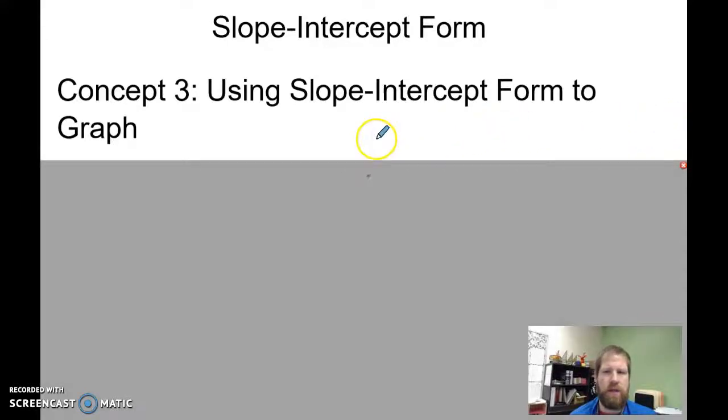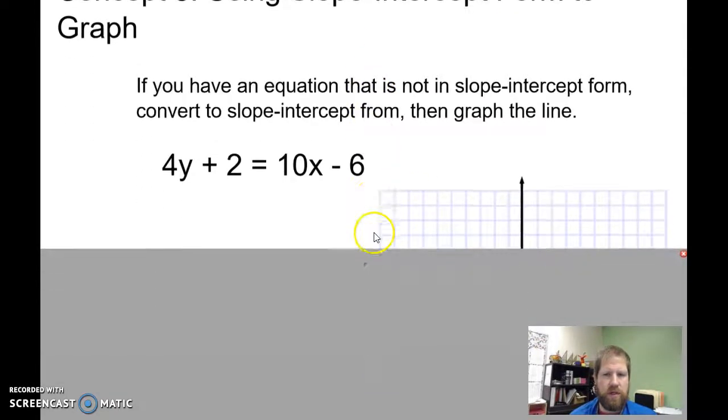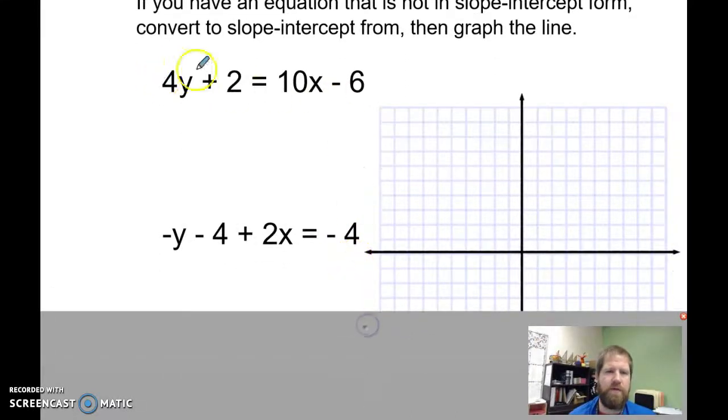Concept 3, using slope-intercept form to graph. If you're given an equation that is not in slope-intercept form, one of the most straightforward ways to graph that equation is to convert it to slope-intercept form so that you have your slope and your intercept right there, and you can easily graph the line. Slope-intercept form, again, y equals mx plus b.